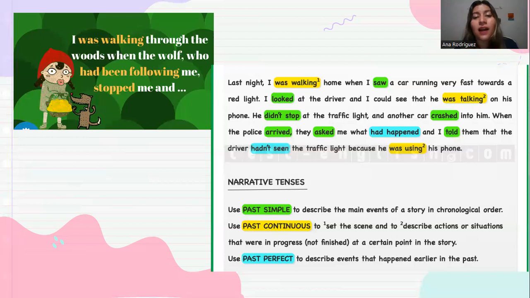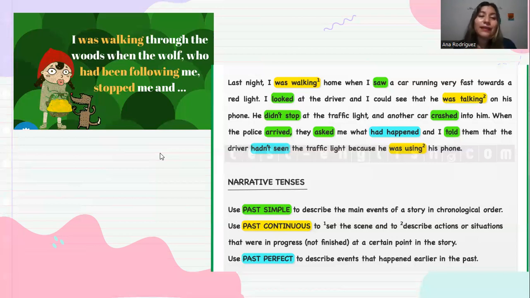Last night, I was walking home when I saw a car running very fast towards a red light. I looked at the driver and I could see that he was talking on his phone. He didn't stop at the traffic light and another car crashed into him. When the police arrived, they asked me what had happened, and I told them that the driver hadn't seen the traffic light because he was using his phone.